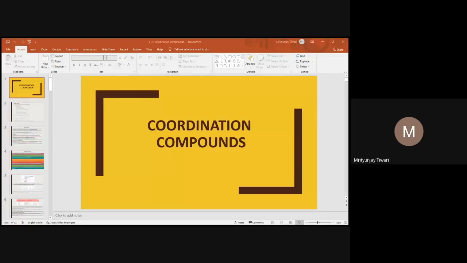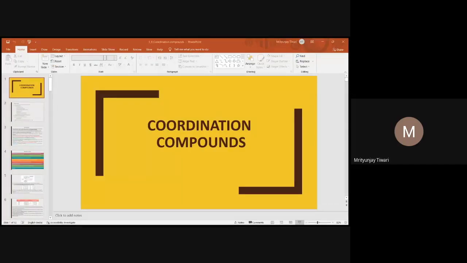Another important application in chemistry is in catalysis. Lots of coordination compounds, particularly organometallic compounds, are used as catalysts, particularly homogeneous catalysts. What are homogeneous and heterogeneous catalysts? We have already seen these definitions with examples. Homogeneous means the catalyst as well as the reactants are in the same phase, in the solution phase or some other phase. So coordination compounds, when used as a catalyst, mostly work as homogeneous catalysts.